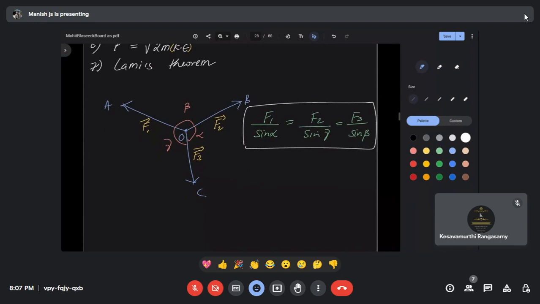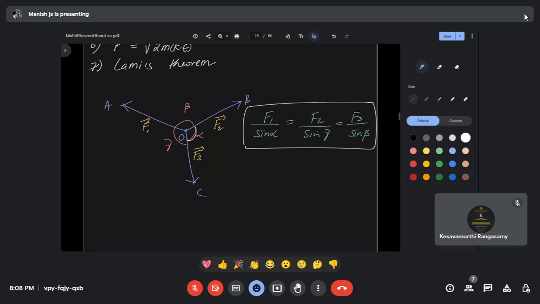Sure, certainly. Okay. Yes. So this is Lamy's theorem. When three forces are acting between the angles alpha, beta and gamma, we can express them as their ratios of forces and the sine angles opposite to the force that is acting. So opposite to F1 you can see alpha, that's why F1 upon sin alpha. Opposite to F2 you can see gamma, that's why I put sin gamma. Opposite to F3 you can see it's beta angle, so that's the reason it is sin beta.